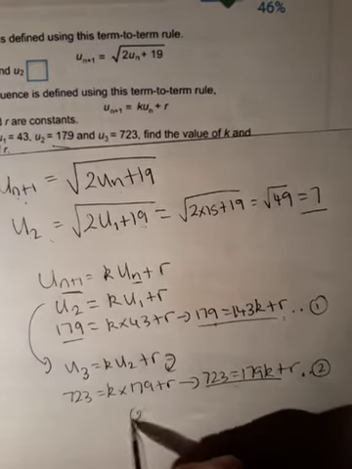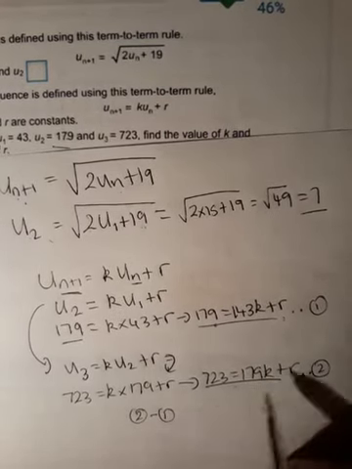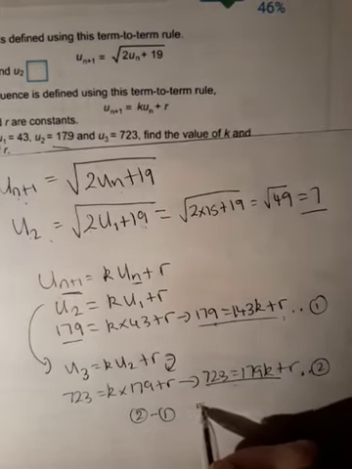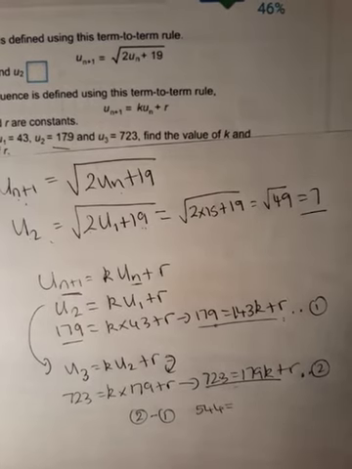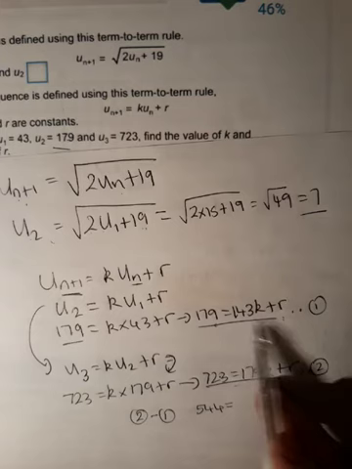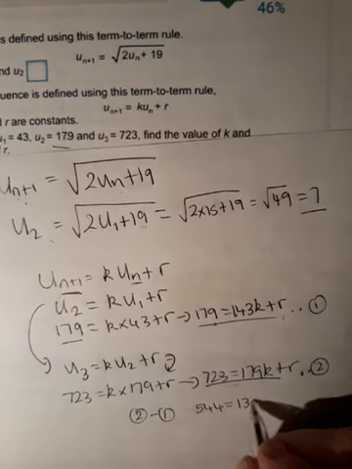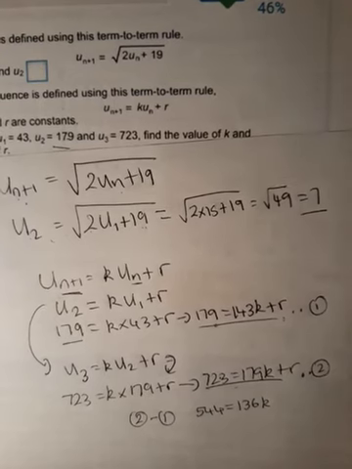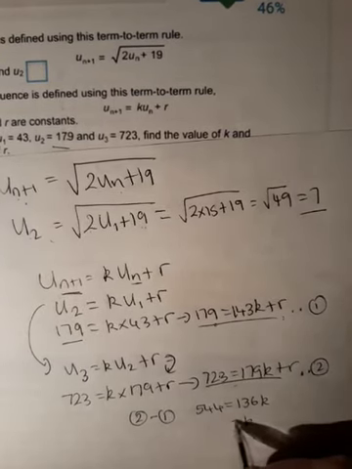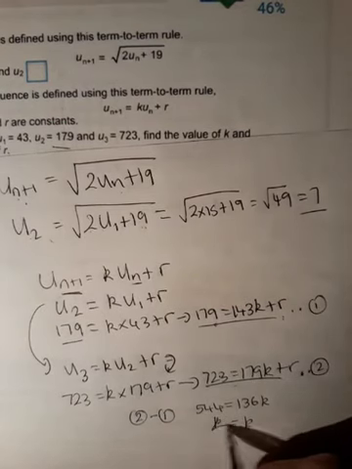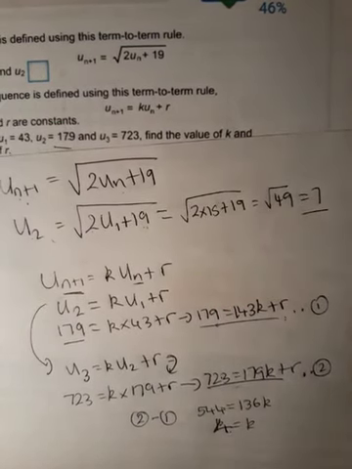So 2 subtract 1, 723 minus 179, which is 544. 179k minus 43k gives me 136k, and r minus r is 0. So straight away I can now find k. If I divide both sides by 136, I think I get k is equal to 4. Ooh, I read that wrong.